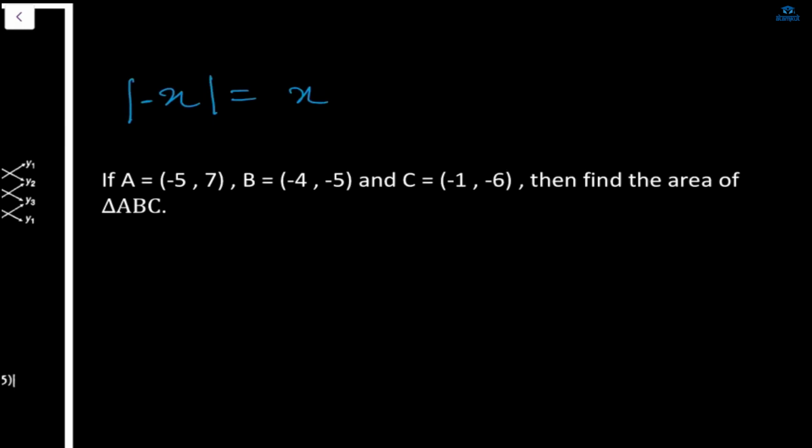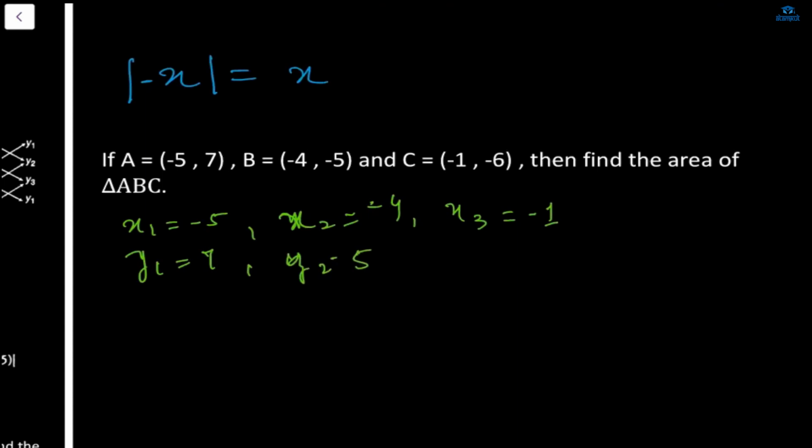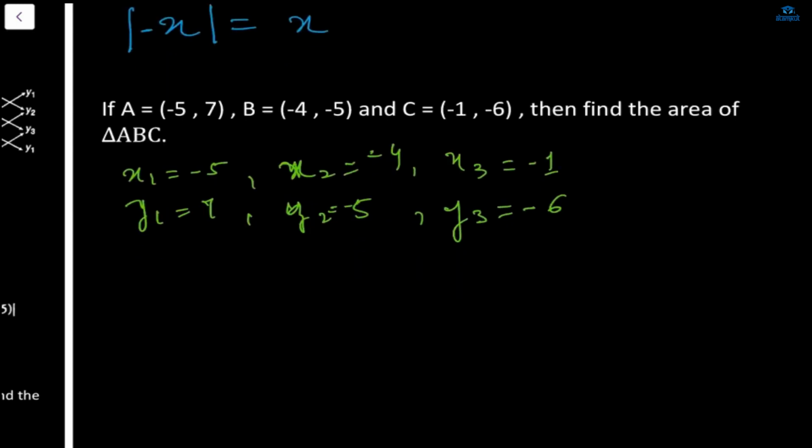Here A is given, so x1 value is -5, x2 value is equal to -4, and x3 value is equal to -1. Now again, y1 is equal to 7, y2 is equal to -5, and y3 is equal to -6. So 7, -5, -6, and -5, -4 and -1. So written it correctly.